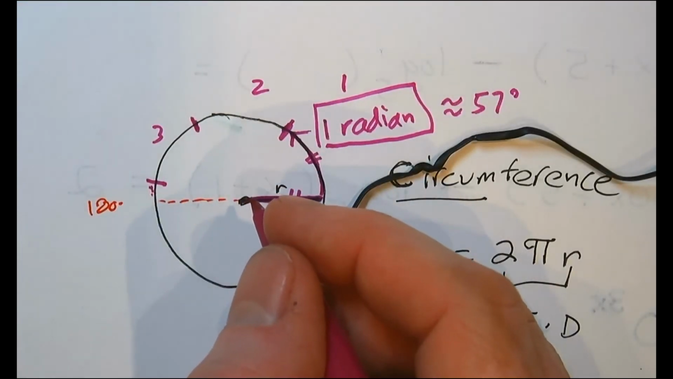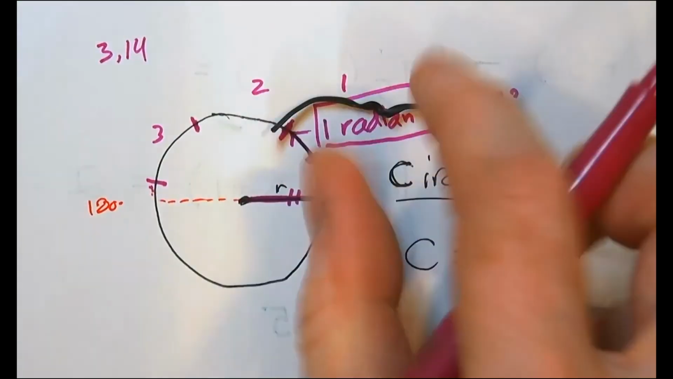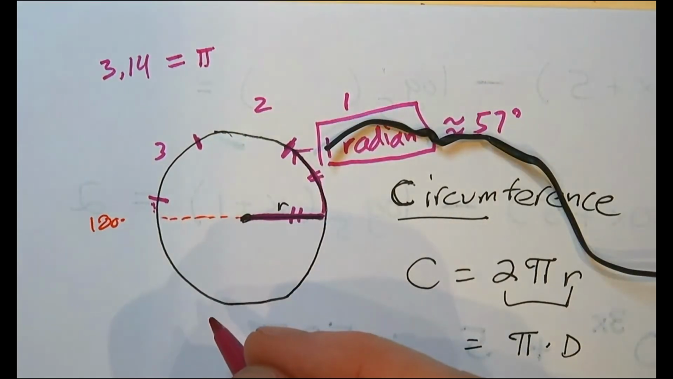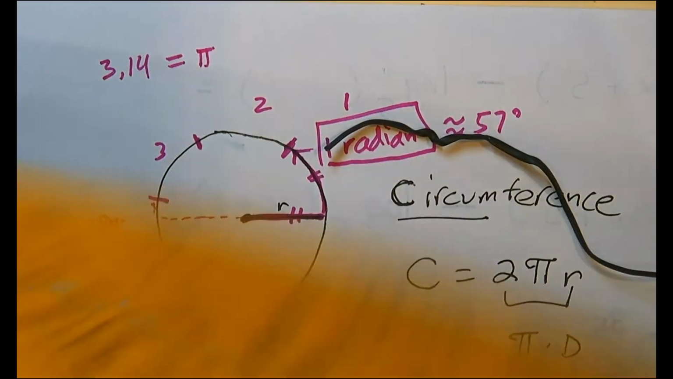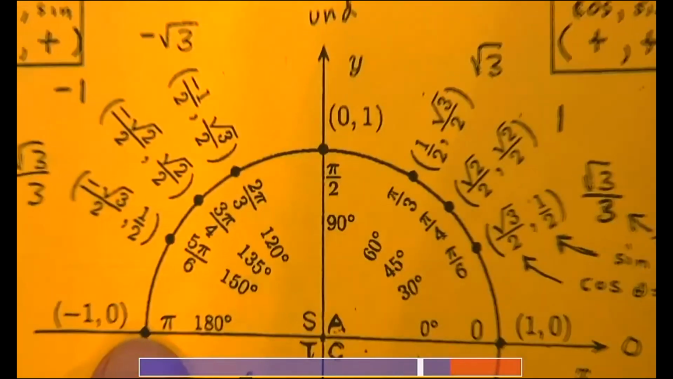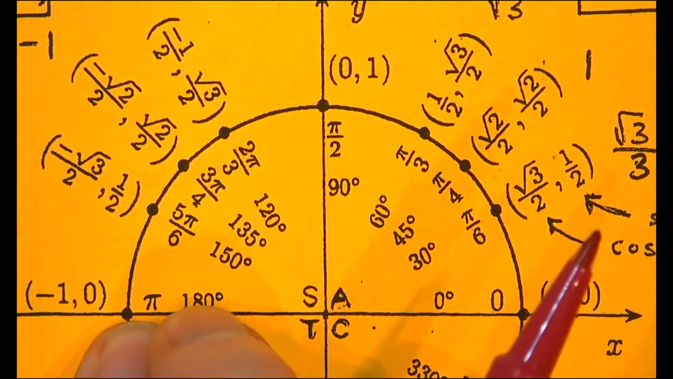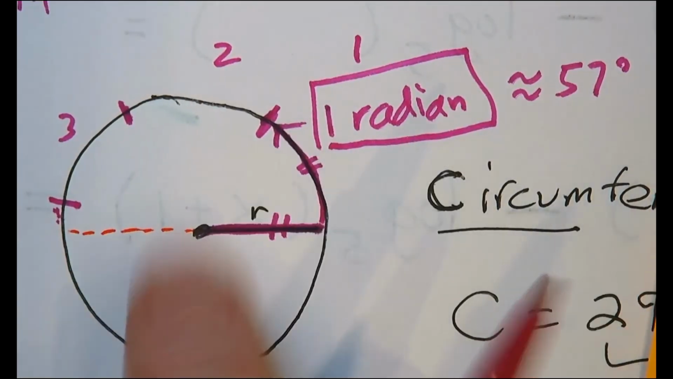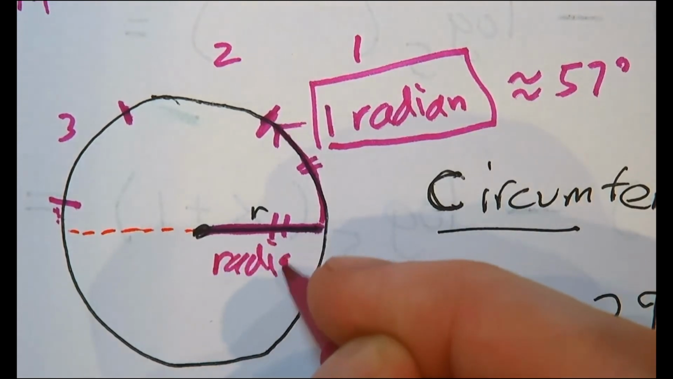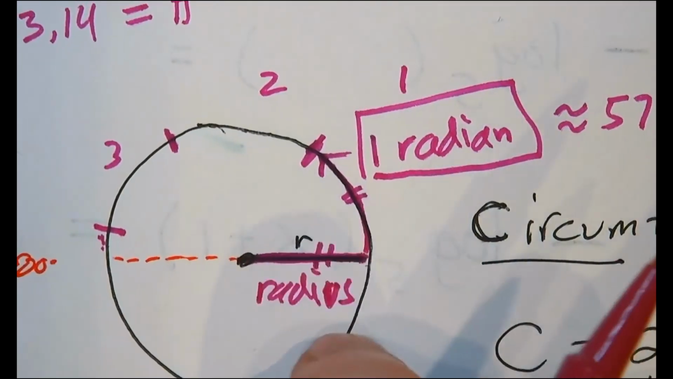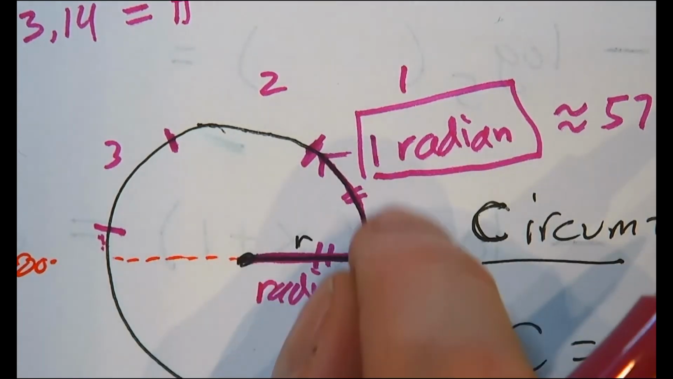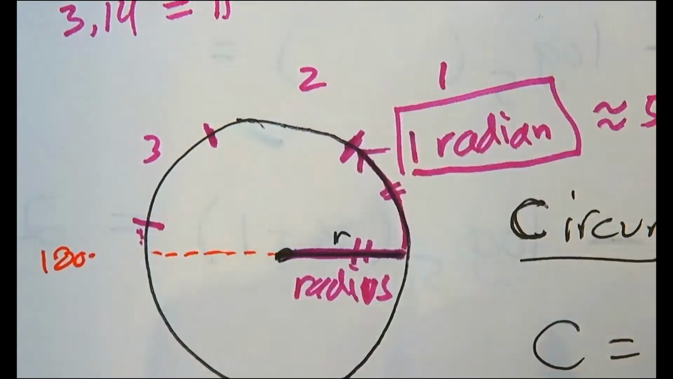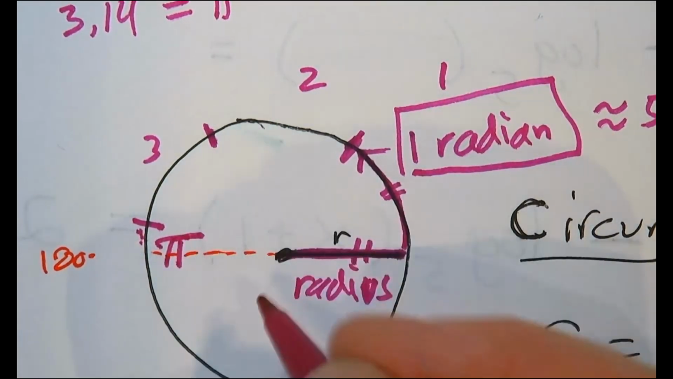In fact, it's about 3.14 of these little things. Oh, that's pi, isn't it? Yeah, and that's why you see this. So the system called radians is based on the radius. So when someone says something's 1 radian, they mean you went the distance of 1 radius. And if you went 3.14, we call that angle pi.